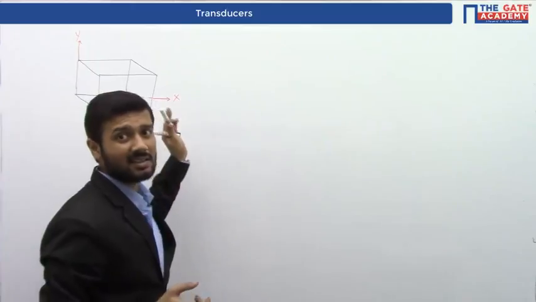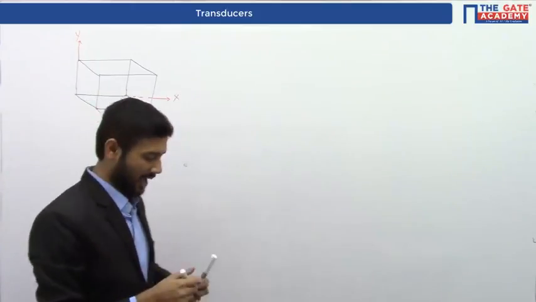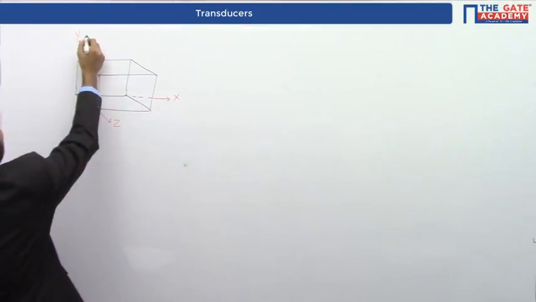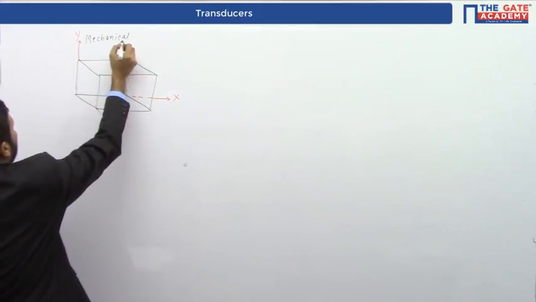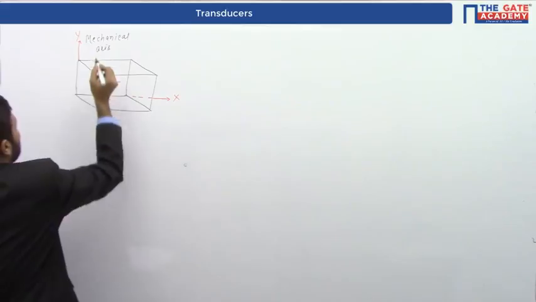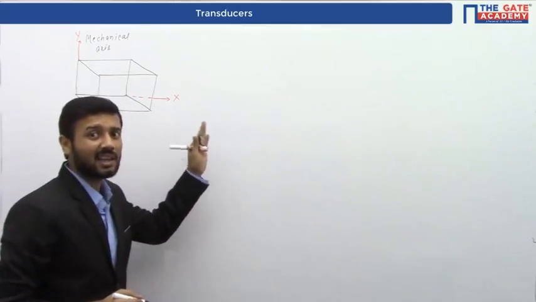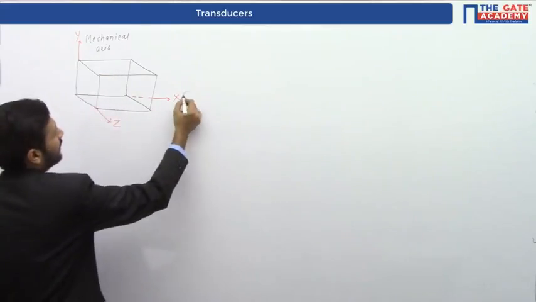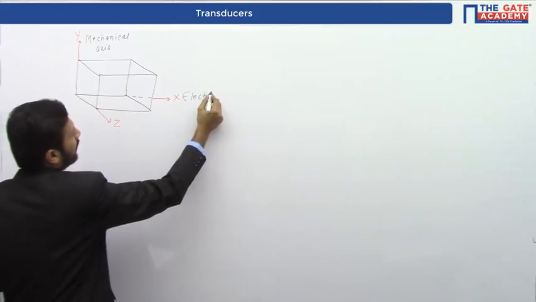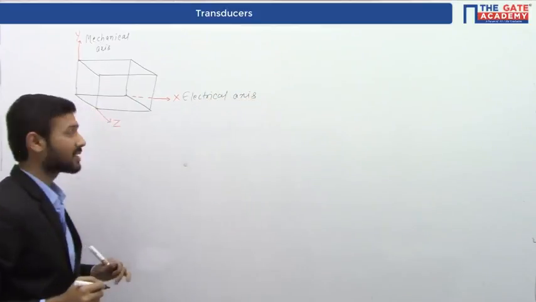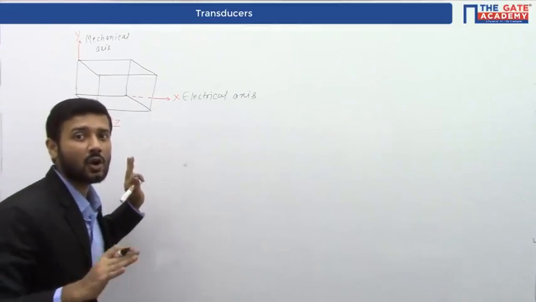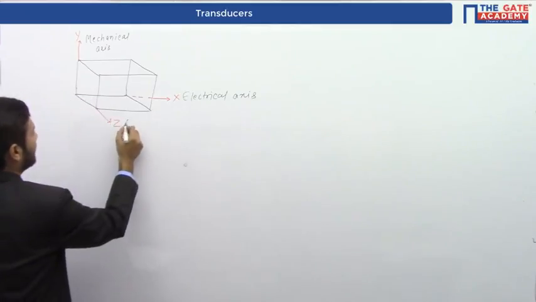This y-axis is called the mechanical axis. This x-axis is called the electrical axis. And this z-axis is called the optical axis.